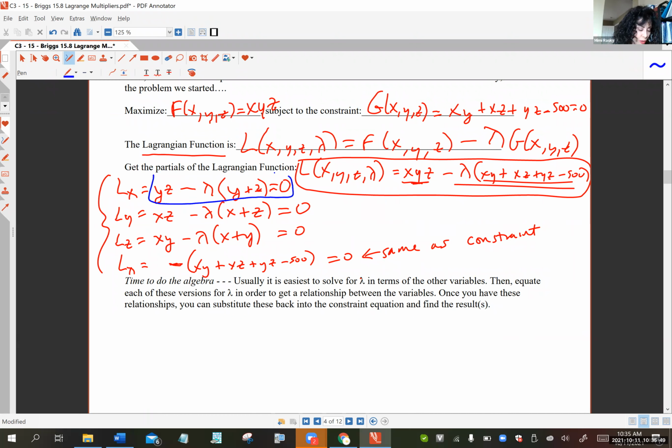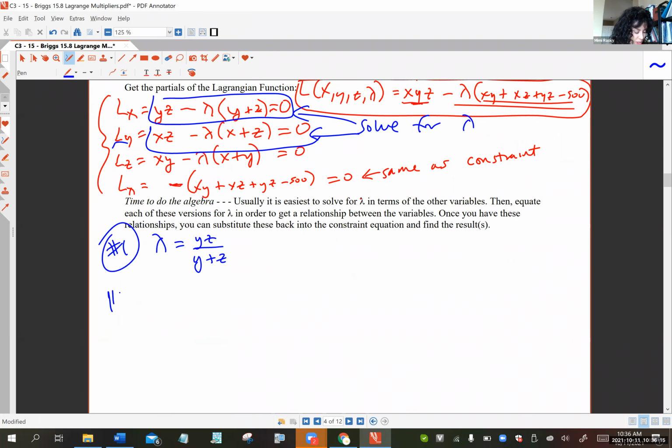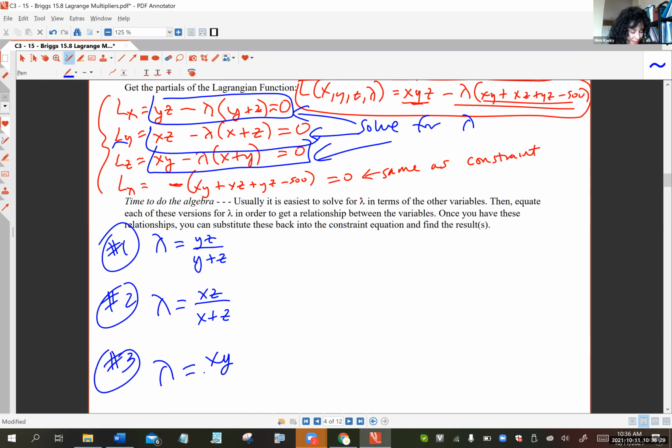So take a look at this first equation. If you solve it for lambda, by adding lambda times (y plus z) to both sides and then dividing both sides by y plus z, you'll get lambda is yz divided by y plus z. I'm going to call this equation 1. Then I solve for lambda again when looking at the second equation, which I'll call equation number 2, and I get xz divided by x plus z. And then I look at this third one and solve for lambda again.